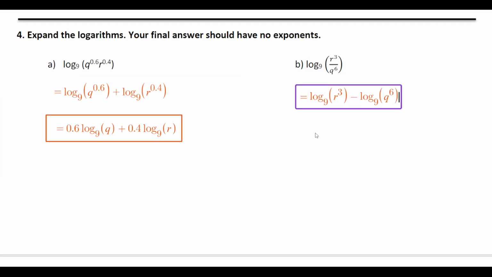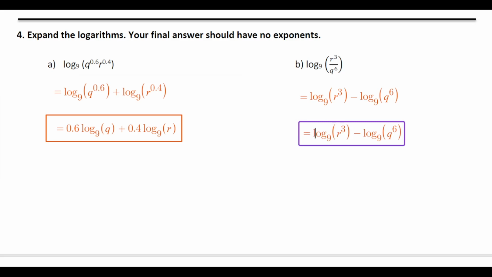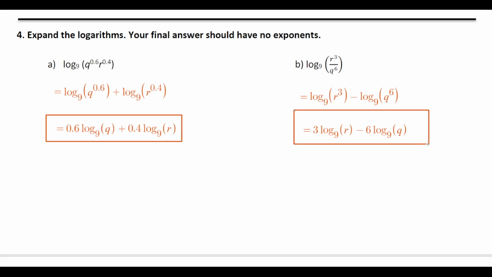And just like in the last problem, we can rewrite this with no exponents by taking those exponents and moving them over to be the coefficients of each individual logarithm. So here I'm going to move this exponent of 3 out to be the coefficient of the log, and this exponent of 6 I can move over here. Okay, well, that's the end of the first page. Let's take a look at the next one.